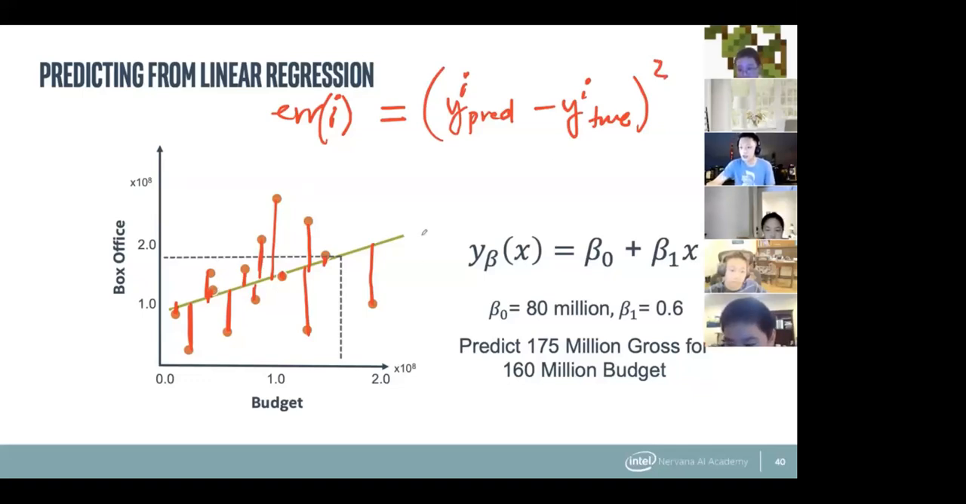And does anyone want to suggest what we want to do with this error? Like, do we want it to be big or small? First of all, this is a very easy question. It's not a trick question. Right, so minimize. Yeah, we want it to be small, right? So we want to minimize this error.